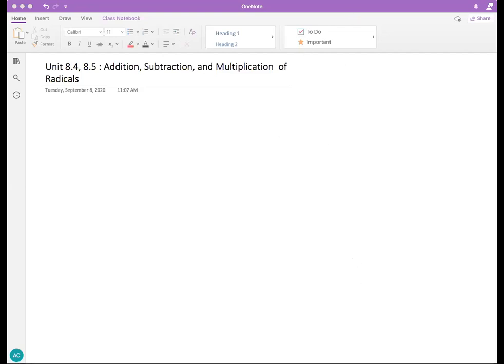All right, so we're going to talk today. We're going to continue with the radicals. Last time, the previous lecture was about introducing the radicals and simplifying them. There was also a general introduction to them. Today we'll see how to add, subtract, and multiply radicals.